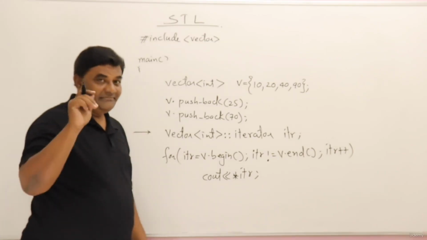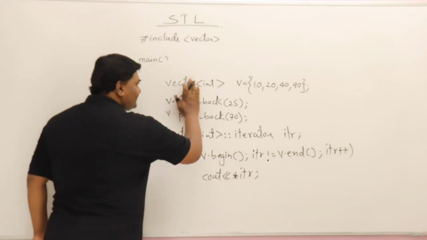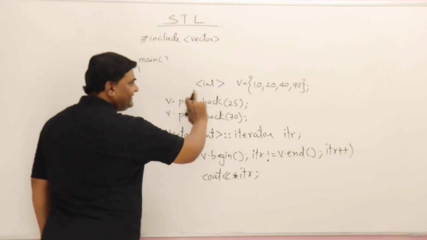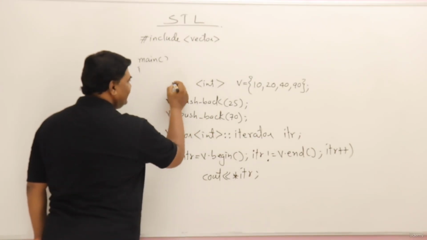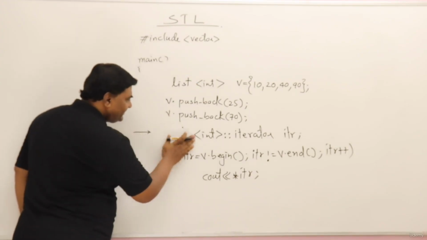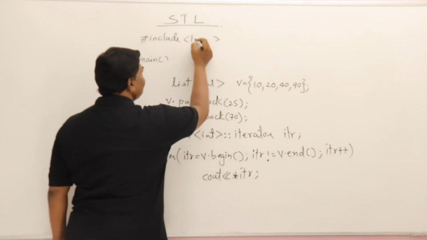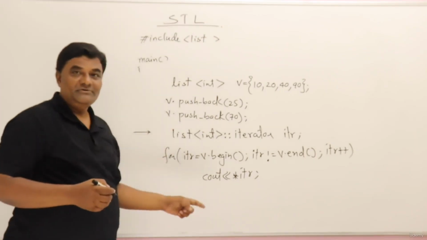Now next, the very interesting thing. Look at this. Instead of vector, everything else I keep as it is. And I say this is list. And here the iterator, I should take it from list. And the header file, I should make it list. Now this is a program using list.